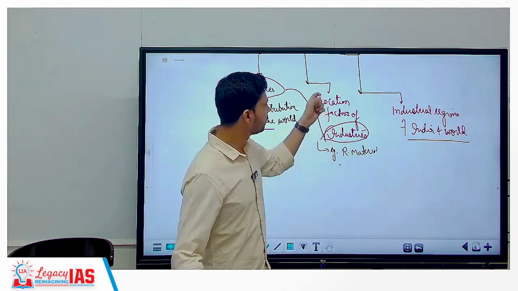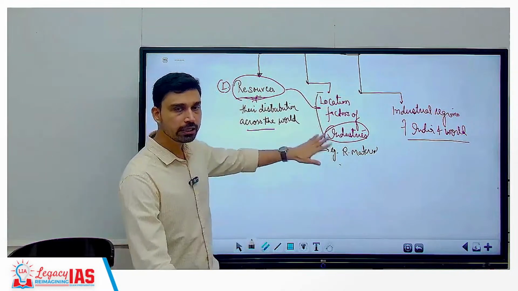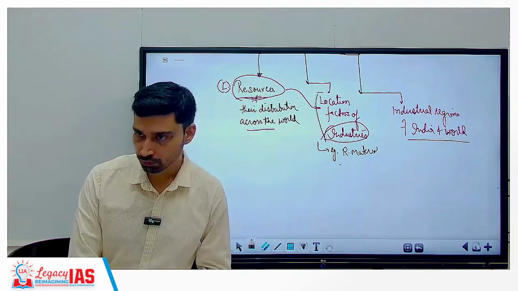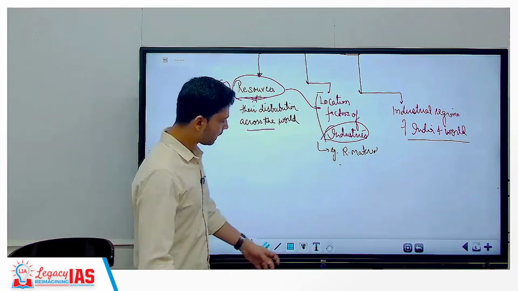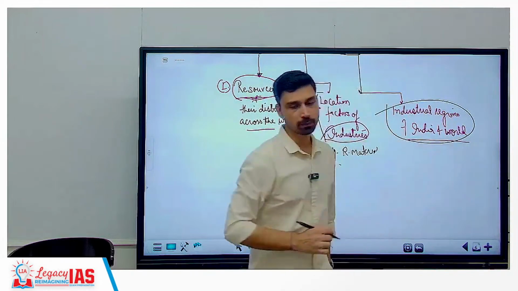We will discuss the total 13 industries in India, their location factors, and also those in the other major countries of the world that we have to study. And then last we have the industrial regions of India and the world.